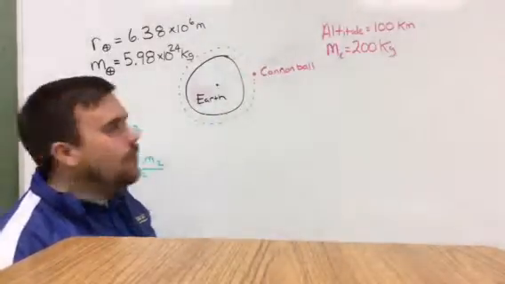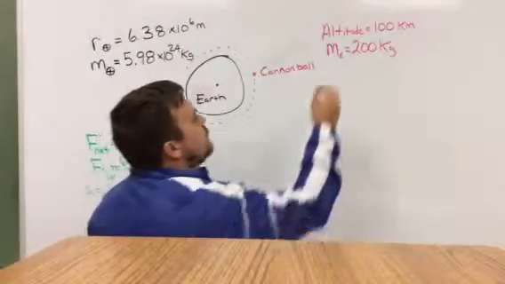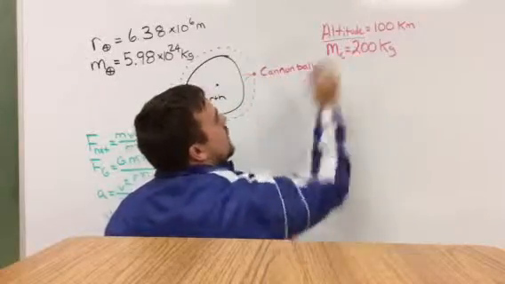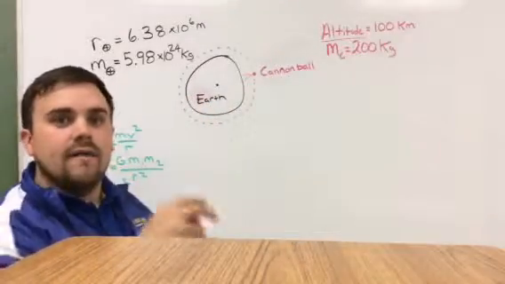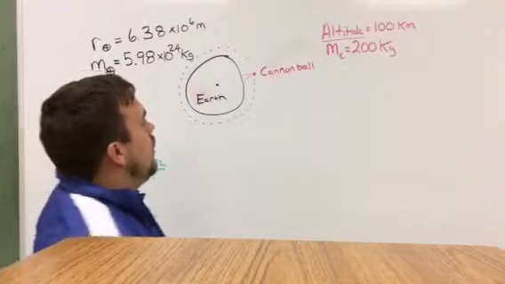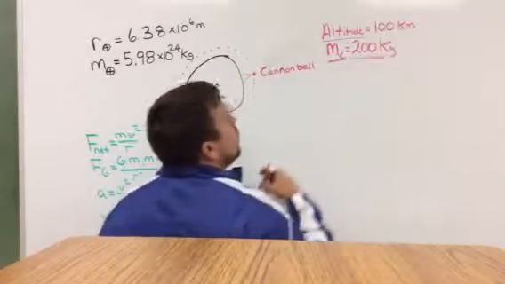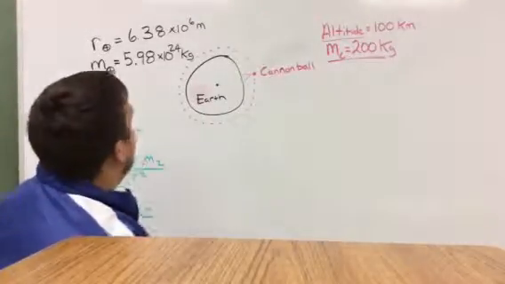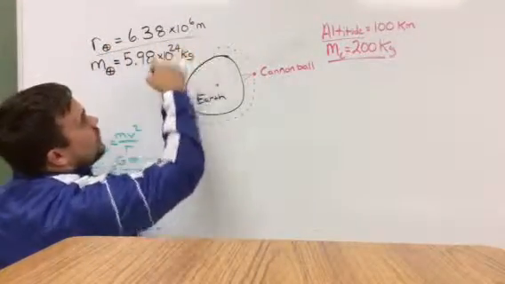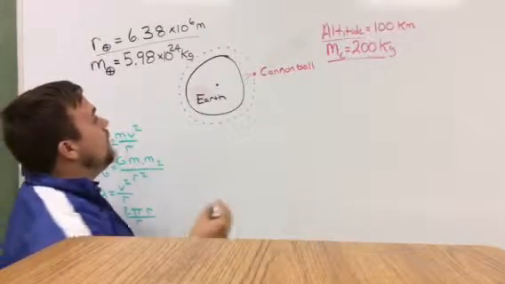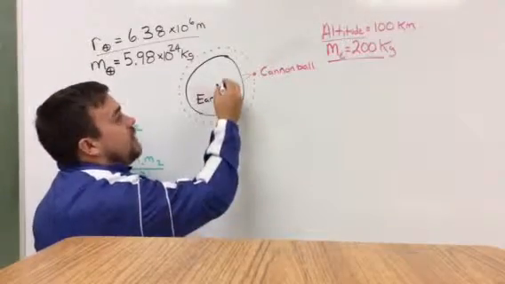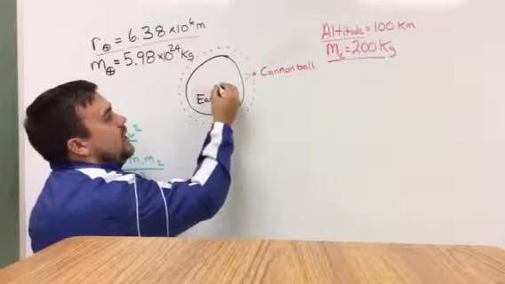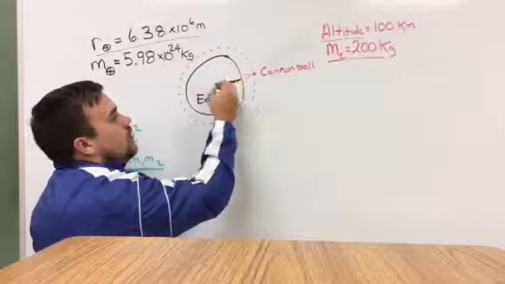So I just made up a problem. I said that this imaginary mountain that the cannonball is being launched from has an altitude of 100 kilometers above the Earth's surface. And then it also had a mass of 200 kilograms. We also know certain things about the Earth itself. We know that the radius of the Earth is 6.38 times 10 to the 6 meters. We use that a lot in pre-lab P.7.2. And if I were to represent on this drawing where the radius would be, it would go right there.